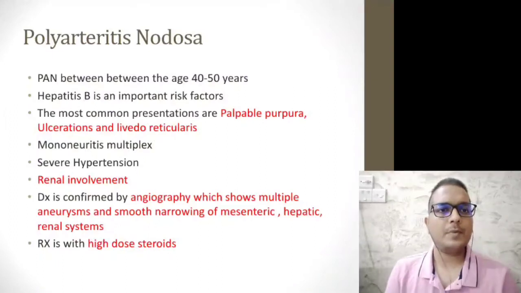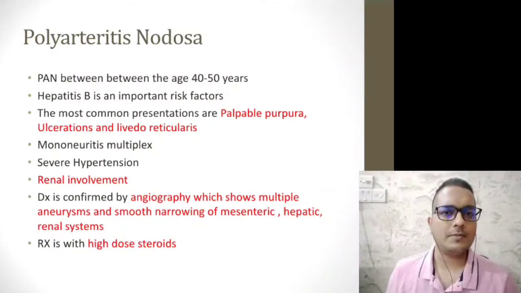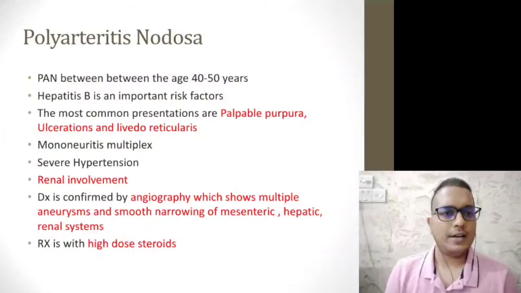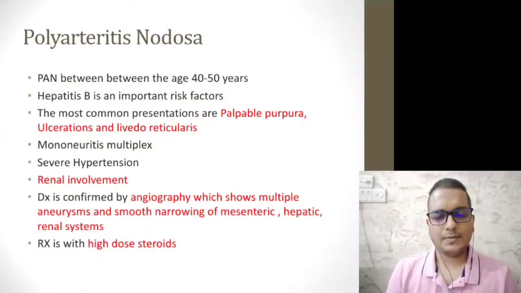So there is palpable purpura, ulceration and livedo reticularis. These are the common symptoms, and there may also be renal involvement. The treatment is high dose steroids. So these are the key things we need to know about polyarteritis nodosa.